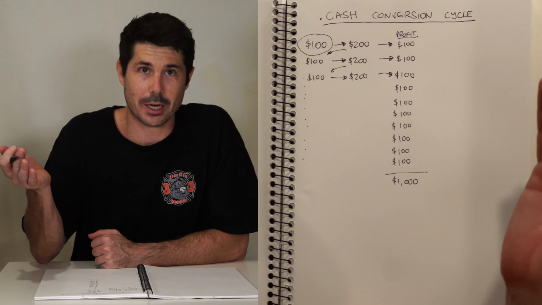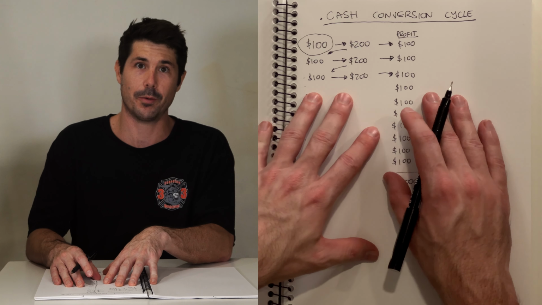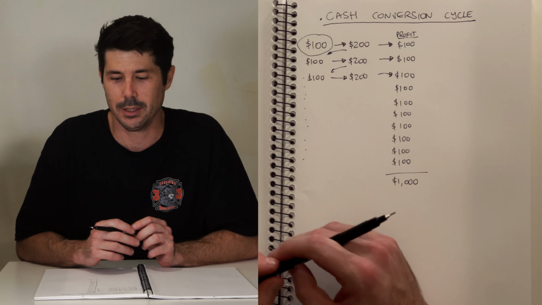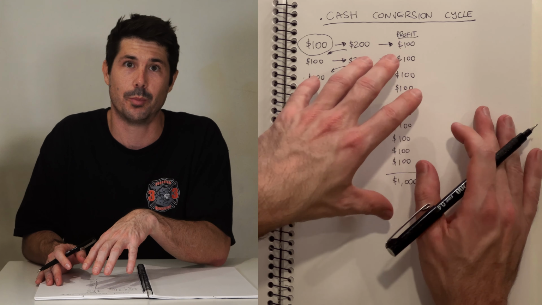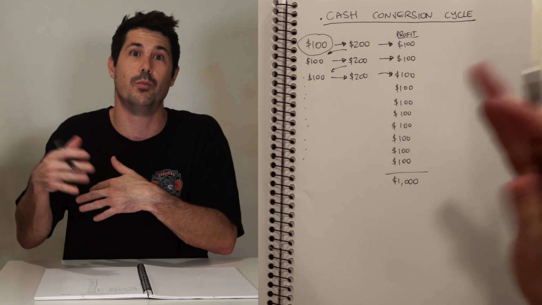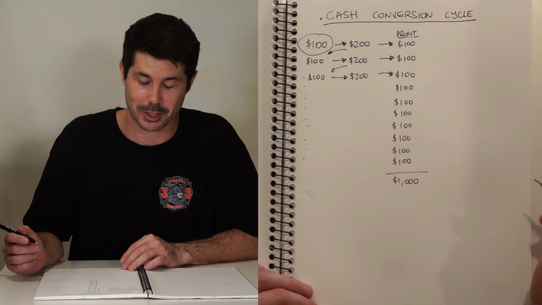And usually with cash conversion cycles, you'll look at net profit. We're looking at gross profit just to make the math more simple and to give you that understanding. But ultimately, you'd want to apply this to the net profit of your business, and you need to be net profitable in order for this to really work and to show its magic.